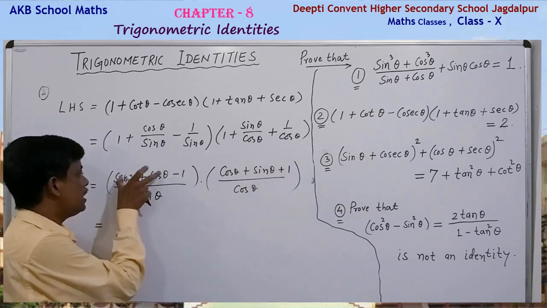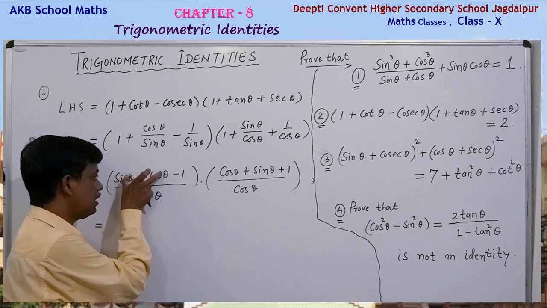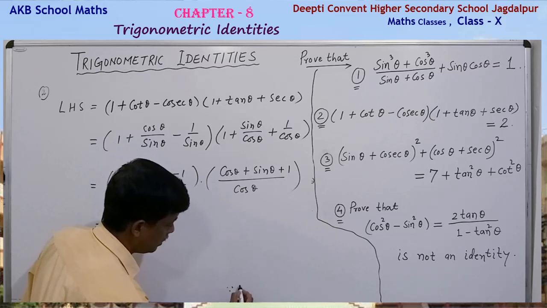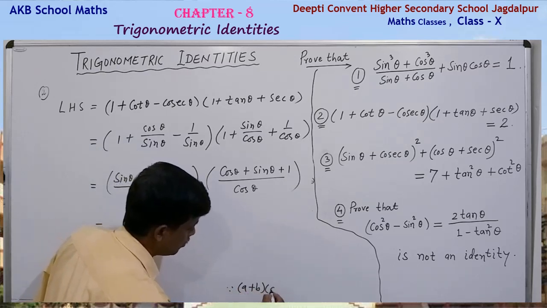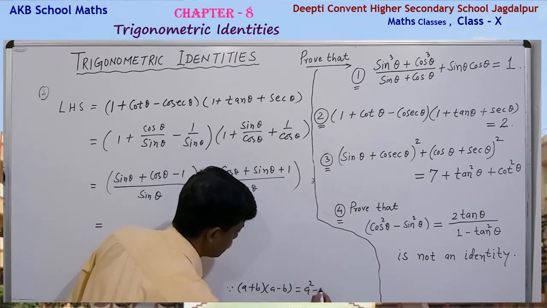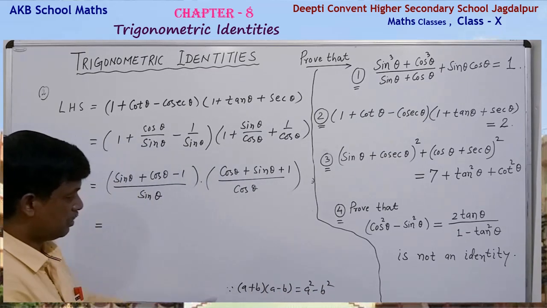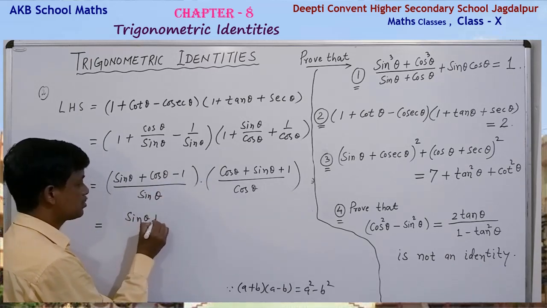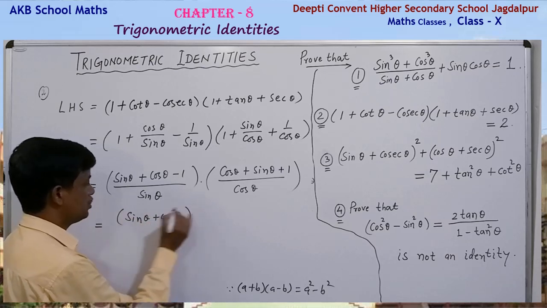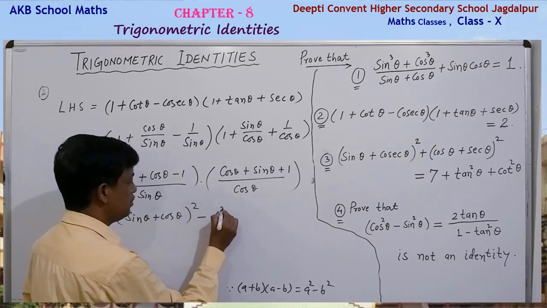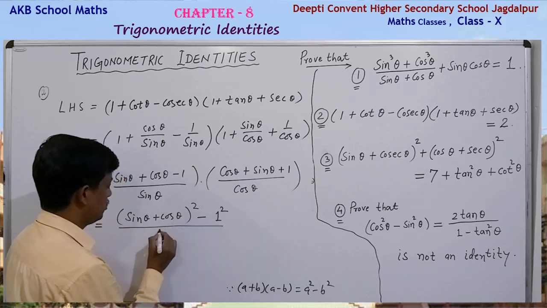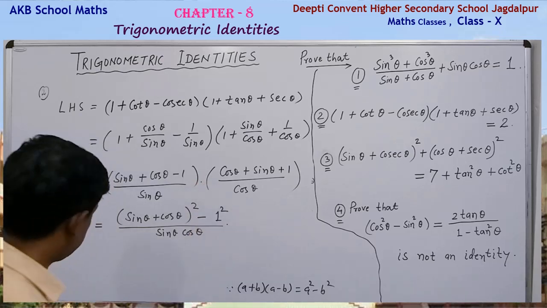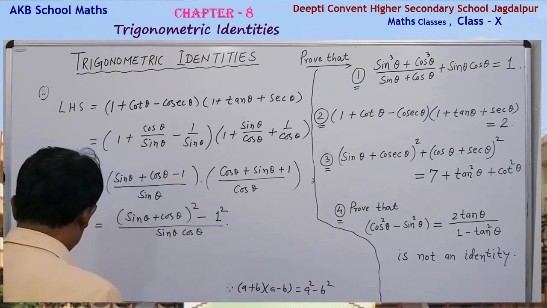Here we take this as a minus b and a plus b. We know that a plus b into a minus b equals a square minus b square. By using this relation, the upper side we can write as sin theta plus cos theta in place of a, so a square minus b square, with 1 in place of b, and the denominator sin theta into cos theta. Using this identity.